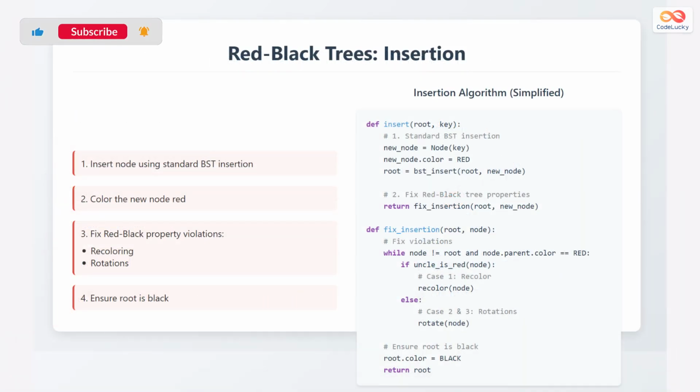The insertion process in Red-Black trees involves several steps. First, we insert the node using the standard binary search tree insertion method. Next, we color the new node red. Then we fix any violations of the Red-Black tree properties that may have occurred due to the insertion. This fixing process involves recoloring nodes and performing rotations as needed. Finally, we ensure that the root node remains black. A simplified insertion algorithm is presented, including the essential fix insertion function.